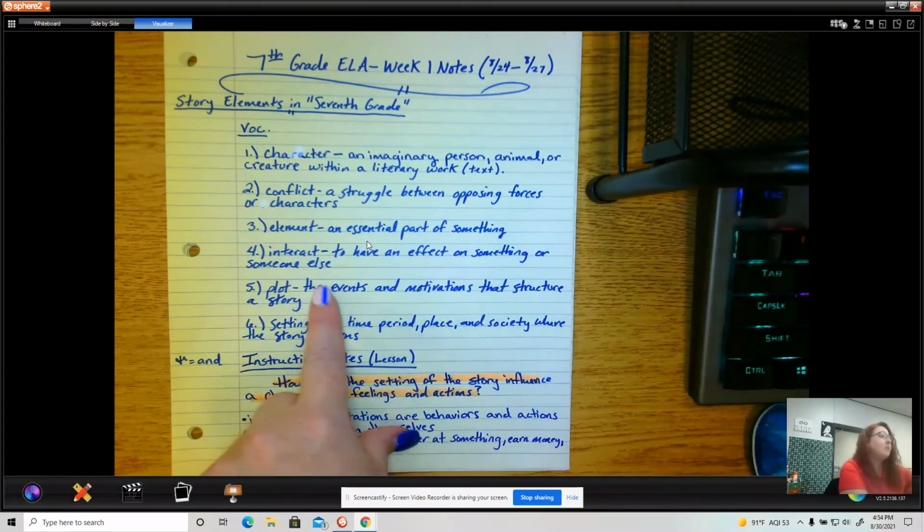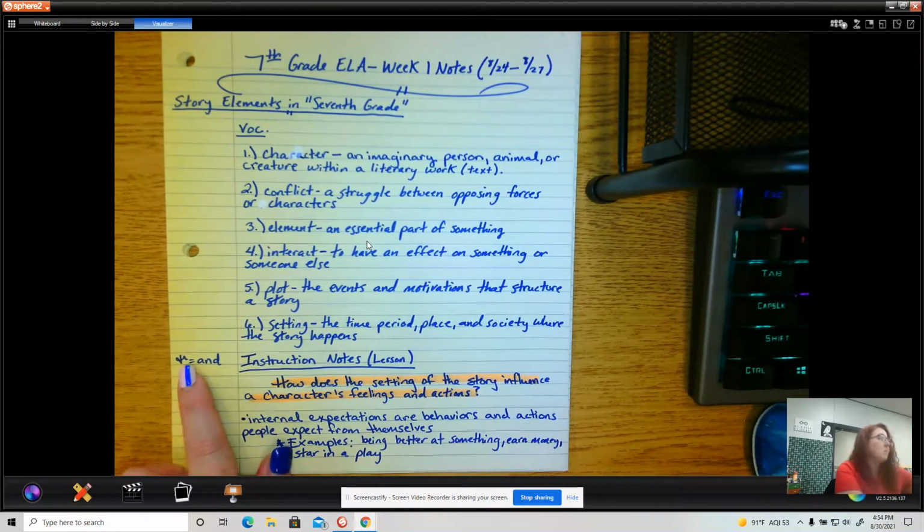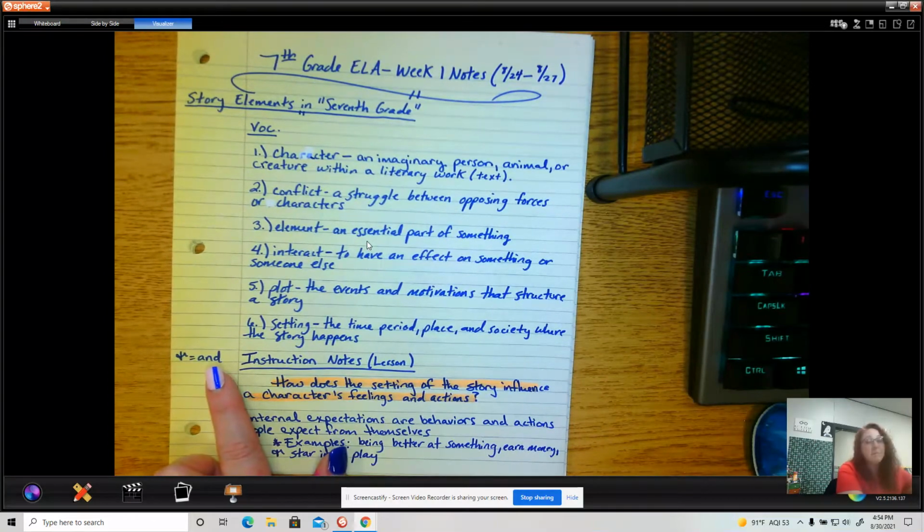So you'll always see your vocab first and then your instruction. I took all the instruction, which are the lessons, and I created these notes. You're going to see me use this symbol right here sometimes as a way to shorten things up. It means and.